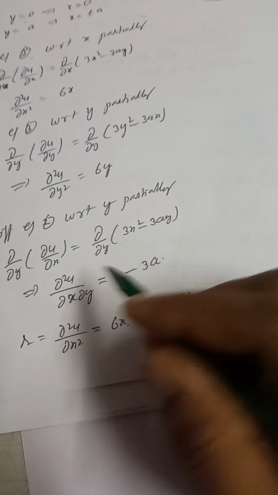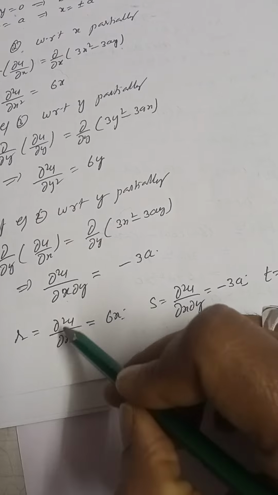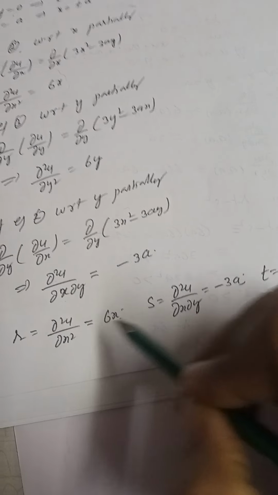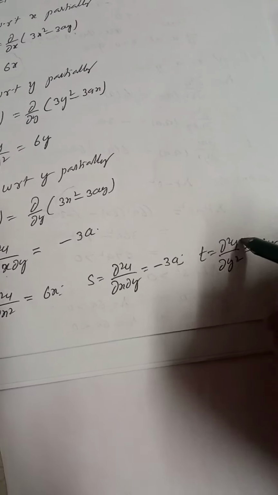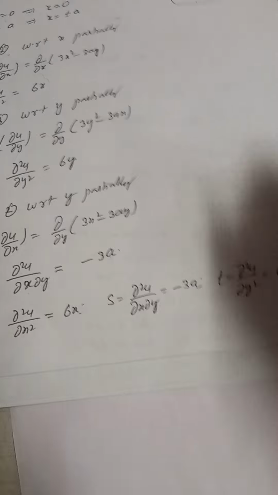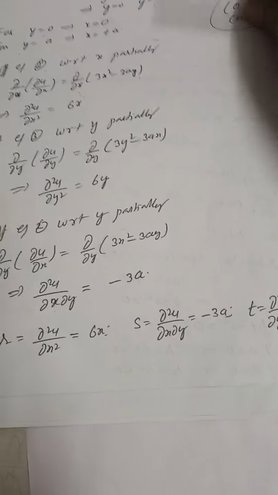Okay, now see, let r = ∂²u/∂x² = 6x, s = ∂²u/∂x∂y = −3a, and t = ∂²u/∂y² = 6y. At these points we have to find them out.